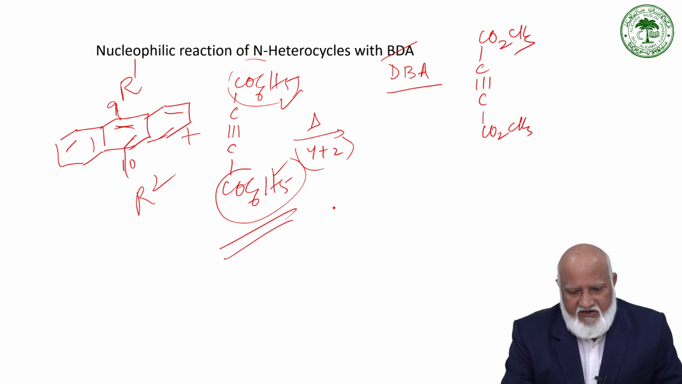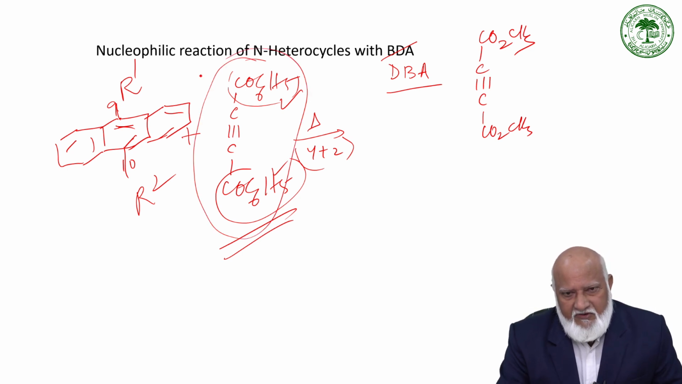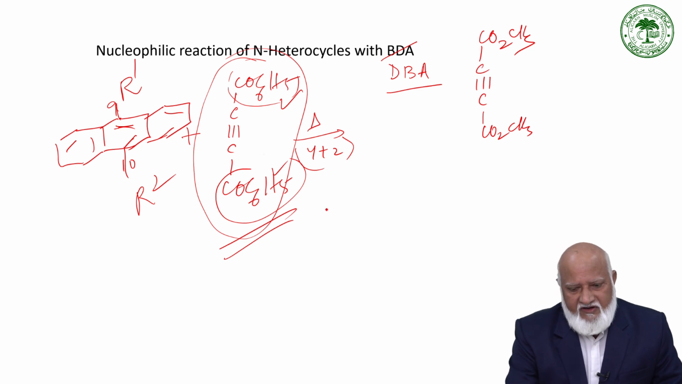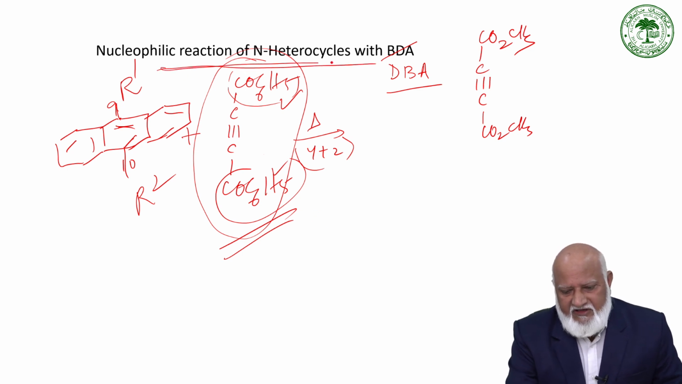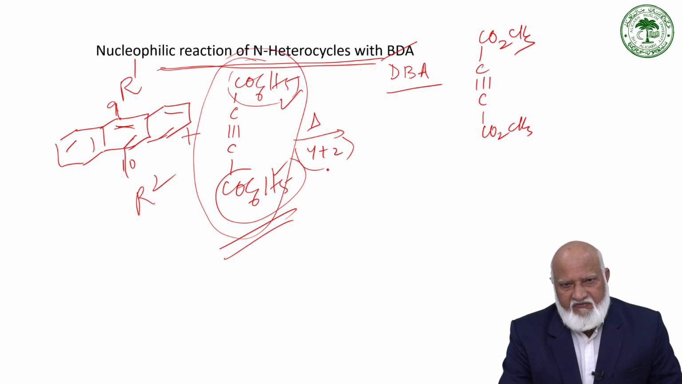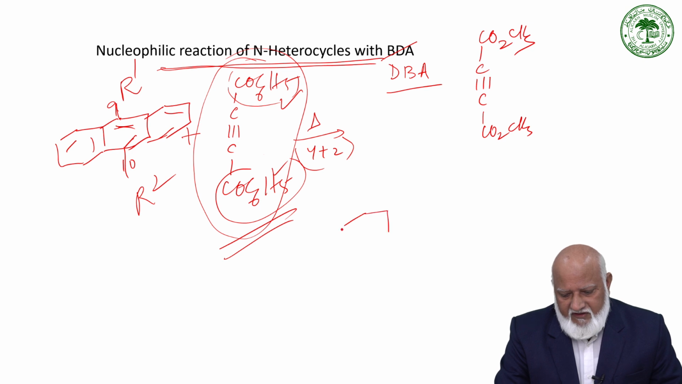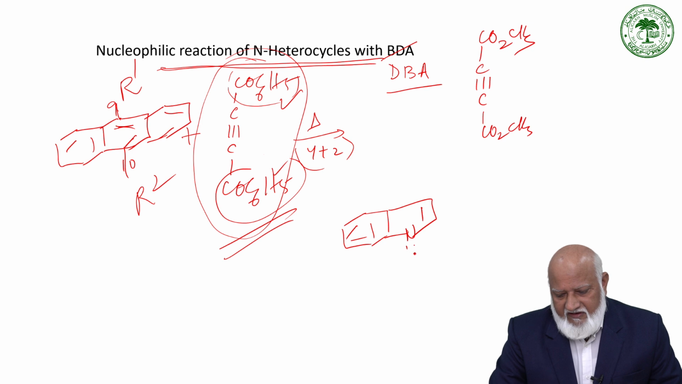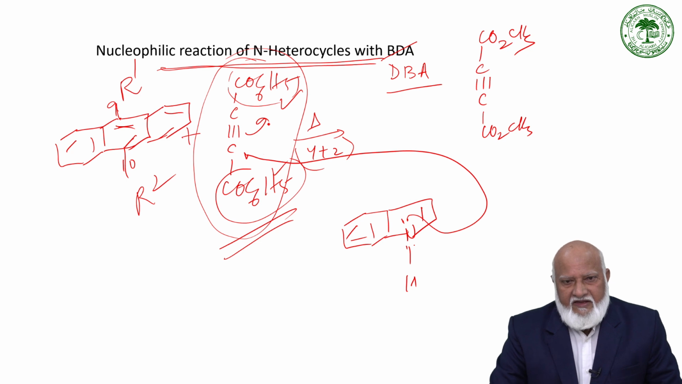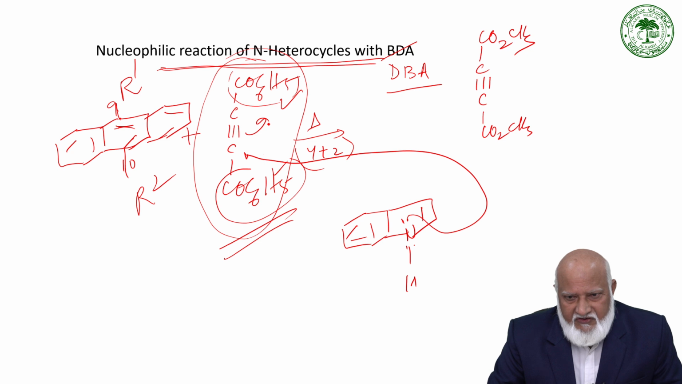Now we will see the reaction of dibenzoyl acetylene with several nitrogen heterocycles. The addition of nitrogen heterocycles to dibenzoyl acetylene has been studied. For example, if we have a nitrogen heterocycle like indole, there is an N-H here. The lone pair of this nitrogen can add to one of the acetylene carbons, giving rise to an N-substituted dibenzoyl ethylene.